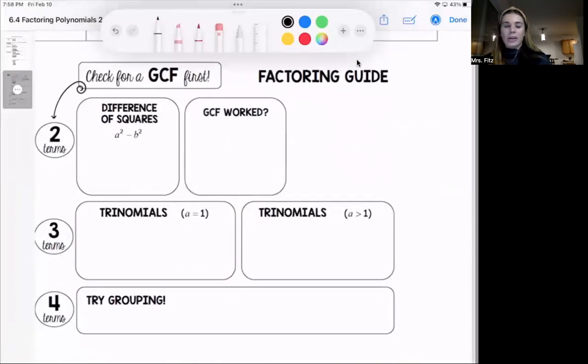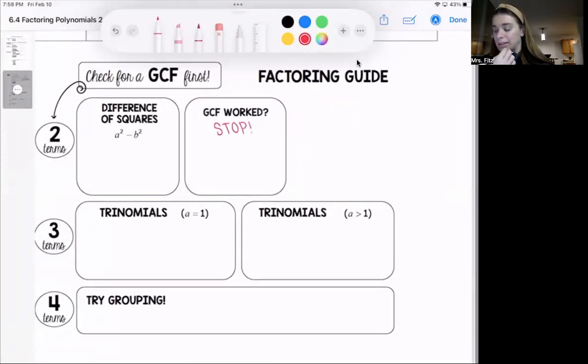Okay, so this is your little guide to factoring and making sure that you try all the proper methods before you jump into something that is a little bit more intensive, or to always remember just to use a GCF first if you can. So first, always check for a GCF. If a GCF worked, you stop. You don't want to keep going.